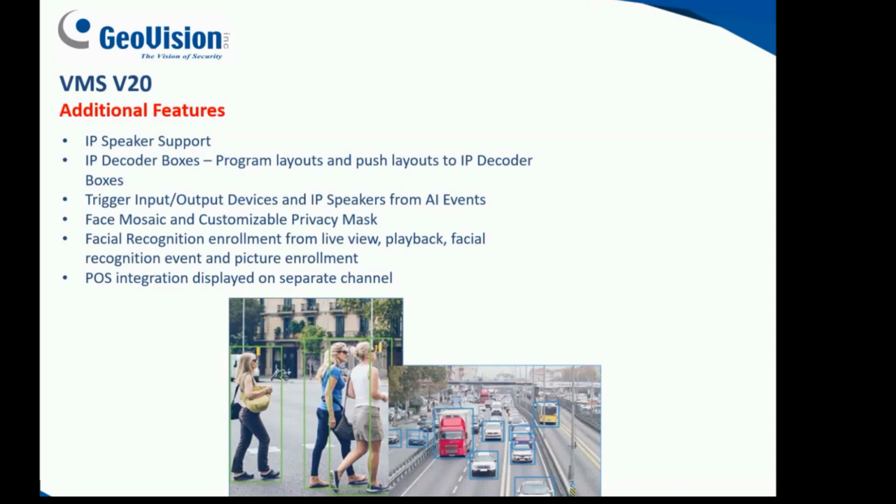Facial recognition enrollment. There are a couple of ways this can be done now within the VMS V20. One is right off of live video. If you see something happening in real time, you can quickly take a snapshot of that and enroll someone's face into the facial recognition database. You can also do that in the playback footage. As you're watching the recorded footage of the event, you can take a screenshot of someone's face right in the V20 software. And for any facial recognition events, when you're looking at the list, you can click on that event and then enroll someone into the database.